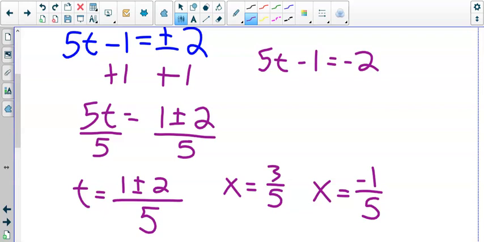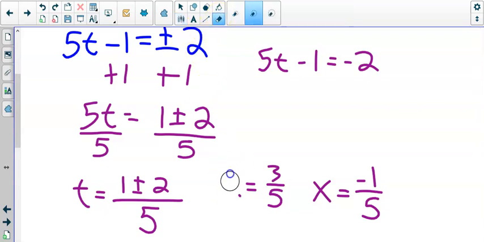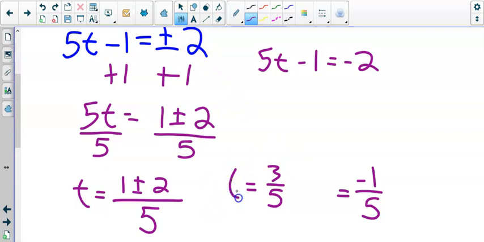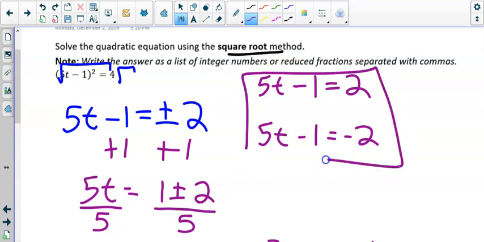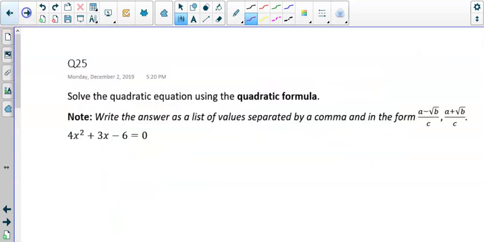Oh, t, yes. Stupid variable change. T, x, it's all a variable to me. You would get the same answers had you solved these each separately. I just work it together as one because I like to work smarter and not harder. Okay? All right. Next guy.